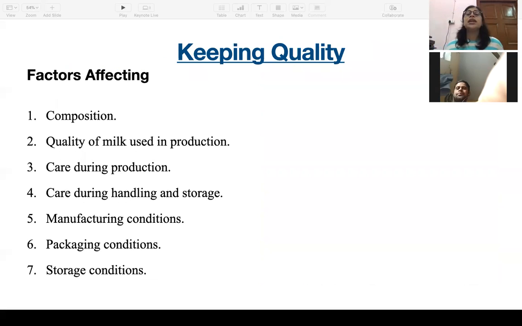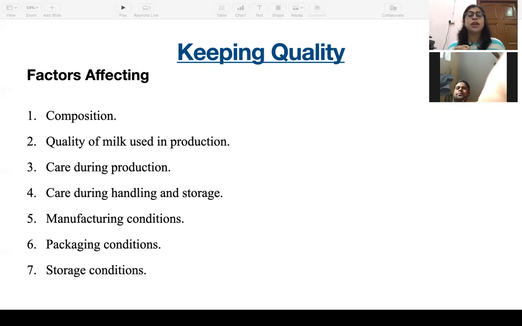Now we'll come towards the keeping quality of milk. There are certain factors which regulate the keeping quality of milk. First is composition. As we have talked about the varying amount of fat, composition plays an important role in keeping quality. Any confusion in composition? We have discussed each and every particle like fat, lactose, protein, moisture separately in the previous one. I guess composition is clear. Then comes quality of milk used in production.